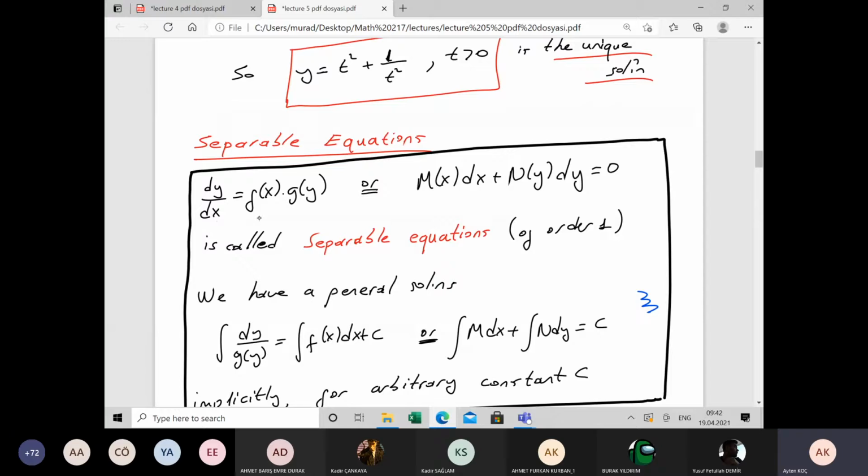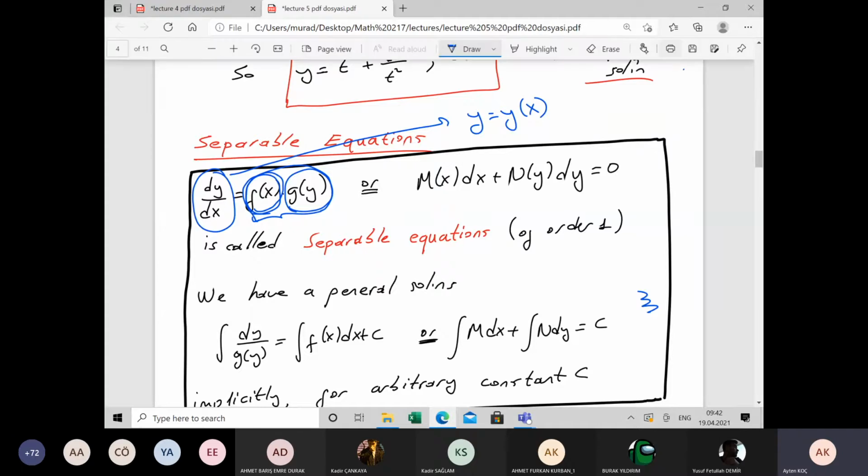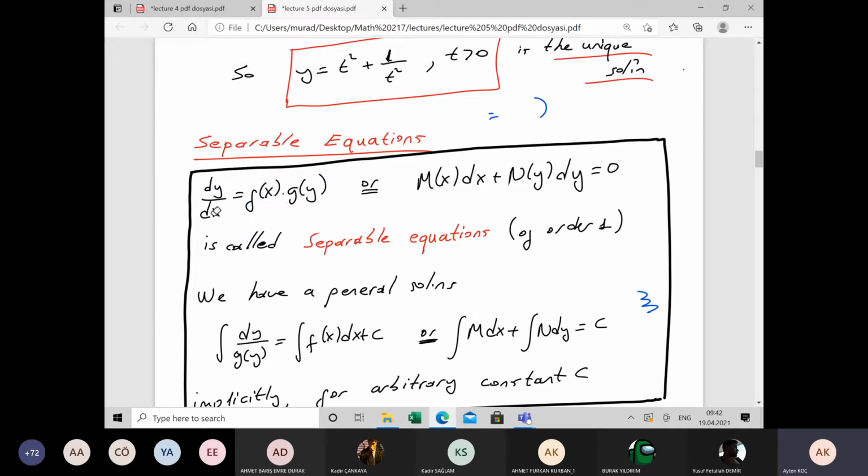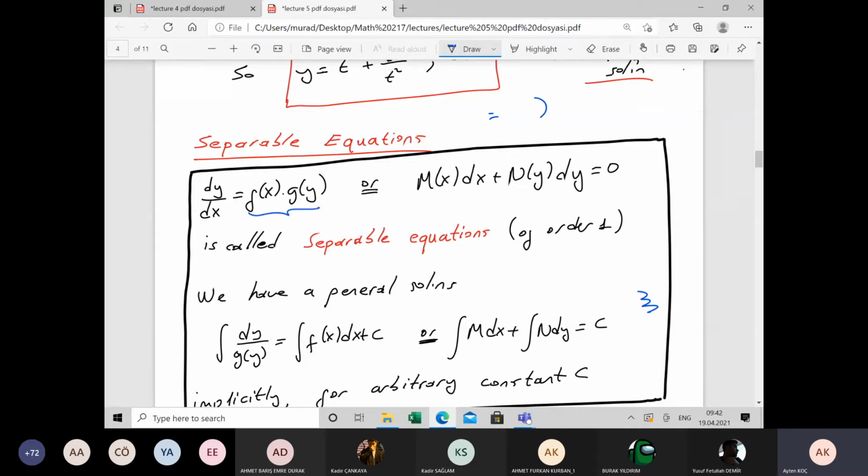Be careful. The right hand side is a product: the first one is a function of x, the second one is a function of y. And here dy over dx means y is a function that depends on x. It's okay, the independent variable is x. The right hand side contains two functions, and it should be the product of the two functions. So it is possible to separate these functions.